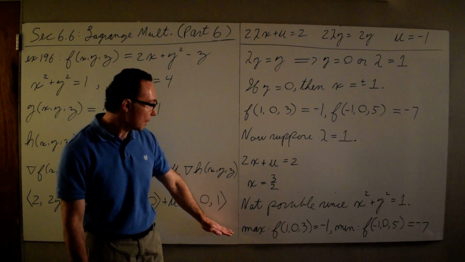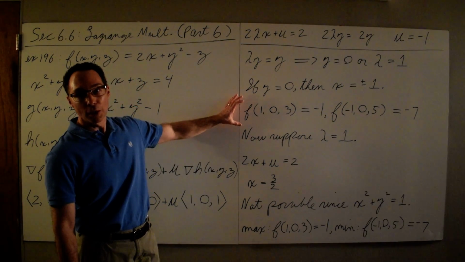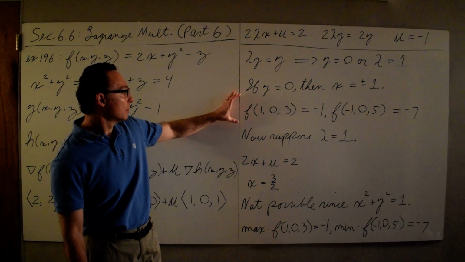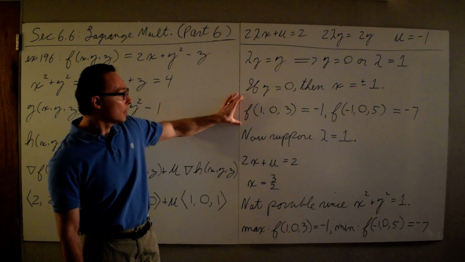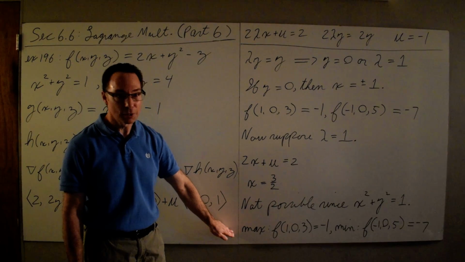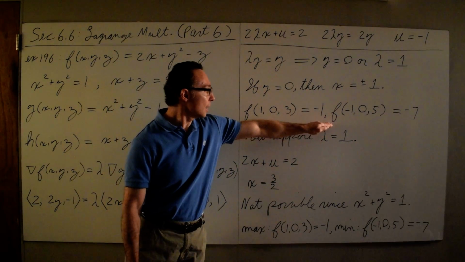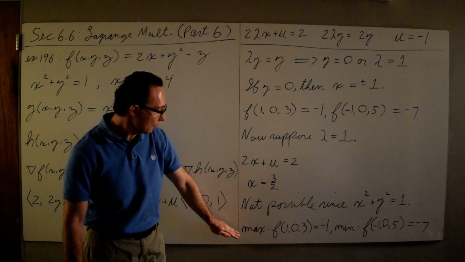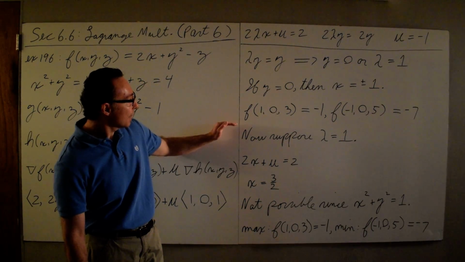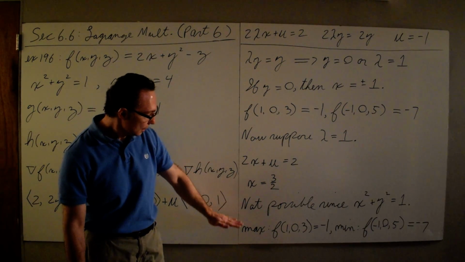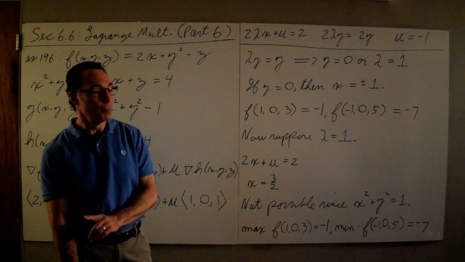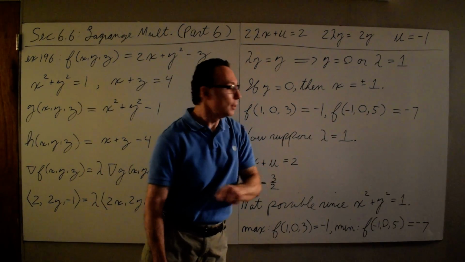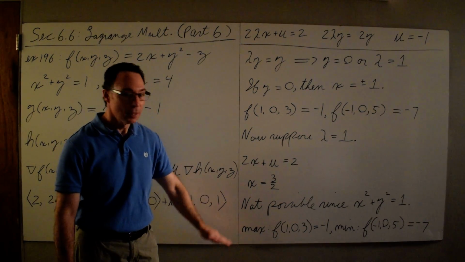So that brings us back to our two things that were possible up here. So our min is f of (1, 0, 3), which is negative 1, and our max is f of negative 1. I had that backwards, I'm sorry. The max is f of (1, 0, 3), which is negative 1, and the min is f of (negative 1, 0, 5), which is negative 7.